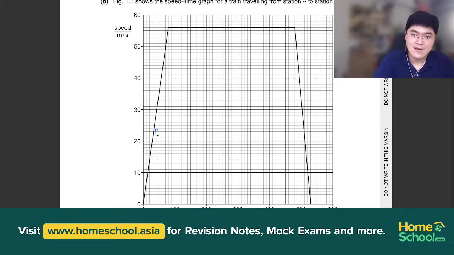Okay, so let's write it down. Acceleration, constant speed, and this is deceleration. All right, so do remember, in a speed time graph, if the gradient, or should I say the slope, is going upwards like this, it is acceleration. And if the line is horizontal like this and is parallel to the time over here, which is the x-axis, this is constant speed. And when the line slopes downwards like this, this is deceleration.